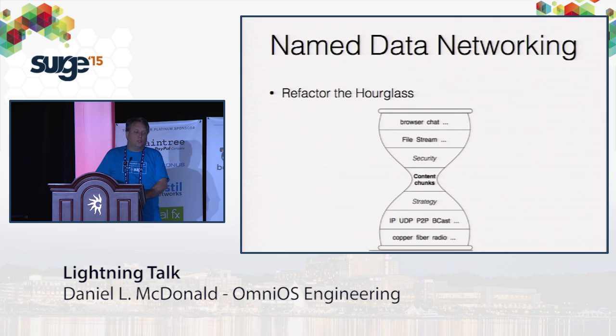The other approach to internet futures is named data networking, where you're going to refactor the hourglass. All the apps are still on top. You have security, and then you have what are called content chunks, followed by a strategy for disseminating those content chunks.